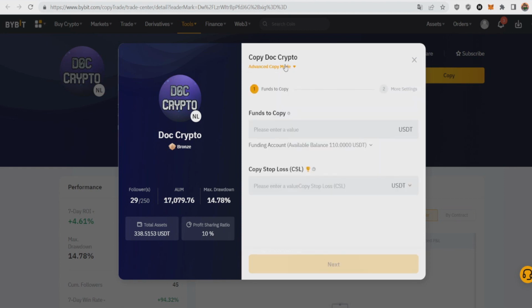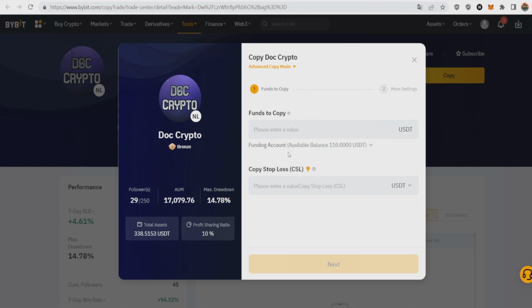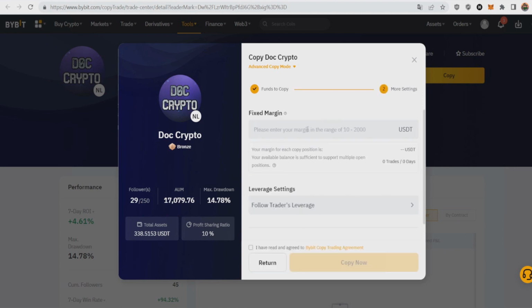If you're on mobile, click on advanced as well. It's at the top right. So no smart copy, advanced, because it actually reduces your profit because it's just too safe. Then just enter the funds you want to use. In the next step, I will tell you the best amounts.